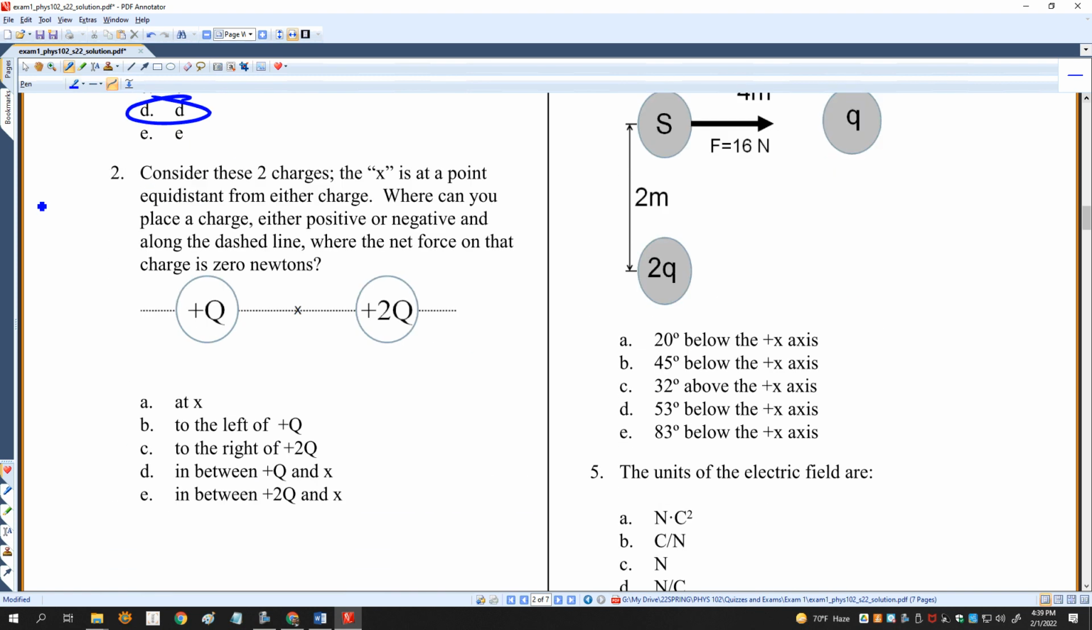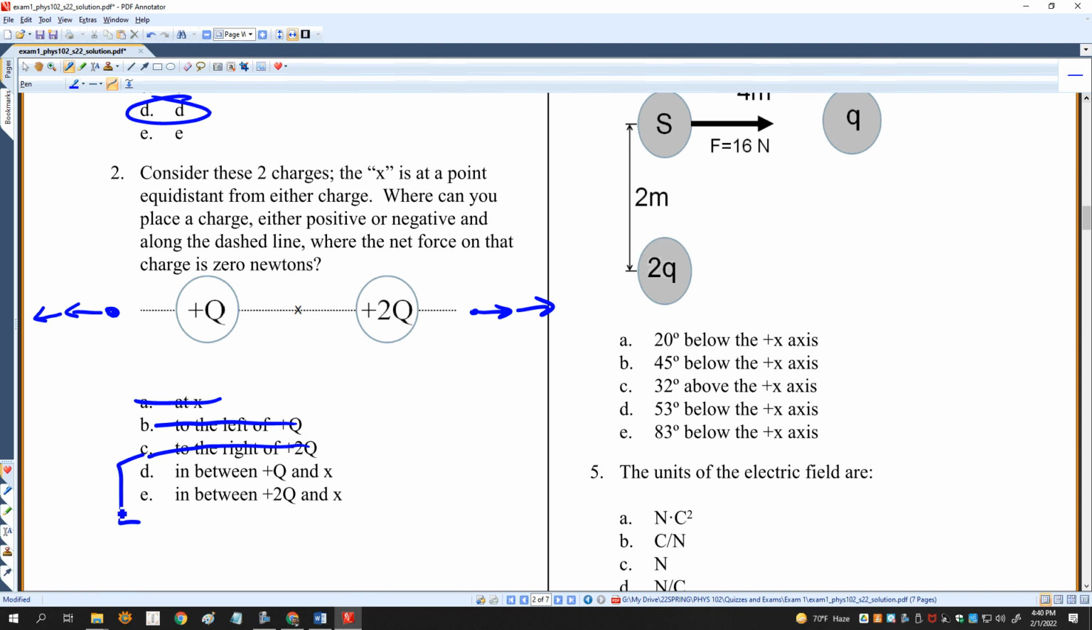Consider these two charges, x is equidistant. Where can you place a charge where the net force on that charge is 0? So let's just start looking around, right? If I put a charge here, both forces are going to be in that direction. Likewise, if I put a charge here, both forces are in that direction. So to the left of plus q I can get rid of, and to the right of plus 2q I can get rid of, because I'm never going to get a 0 force from those two force vectors because they're in the same directions. Imagine if I put it right here, I get a really big force from the plus 2q charge, but I get a force that's half the size from the plus q charge, so it can't be at x. It has to be either D or E.